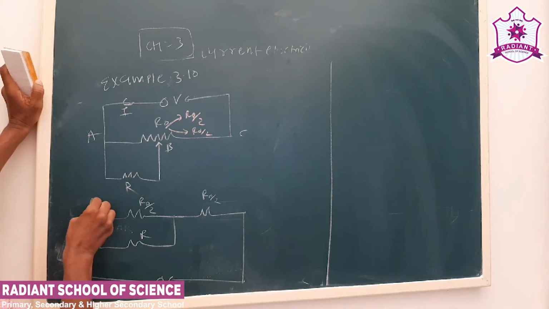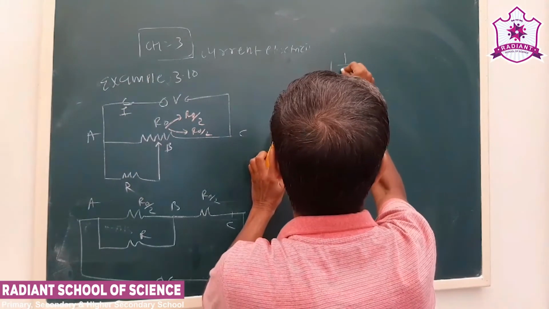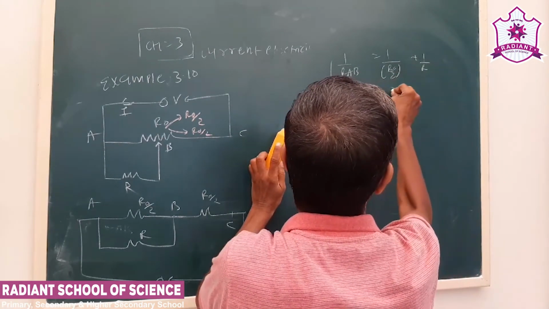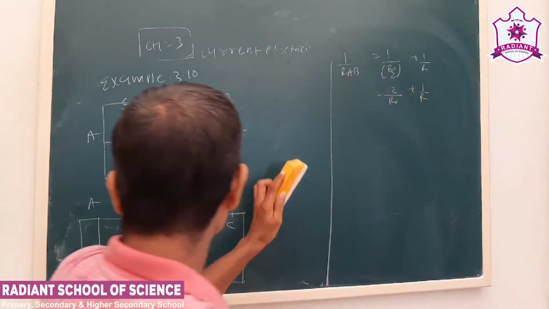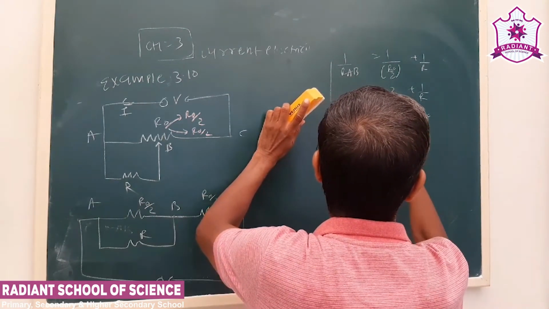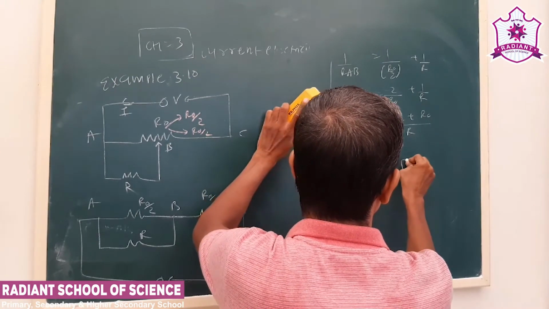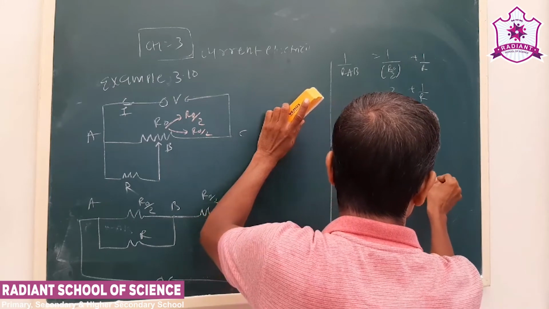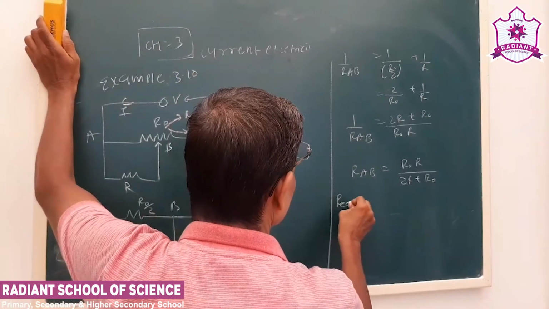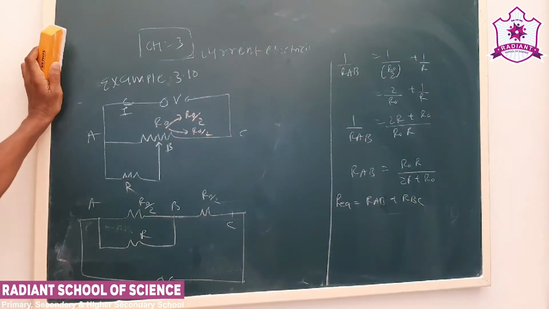Now these are the points A, B and C I am showing. First we find out 1 upon RAB, 1 upon R1 plus 1 upon R2. So 2R plus R0 upon R0 R. This is 1 upon RAB. RAB is R0 R upon 2R plus R0. Now we find out the total resistance, R equivalent, RAC, that is RAB plus RBC. RAB is this.